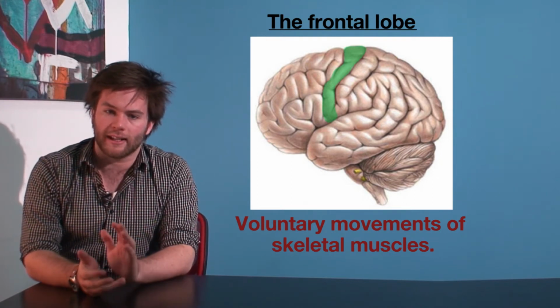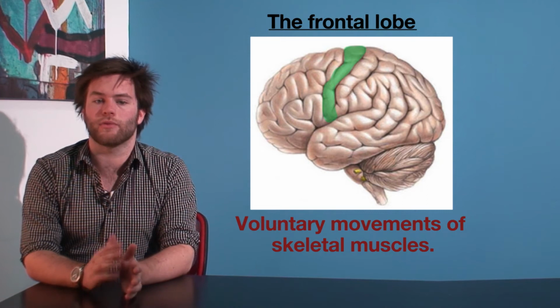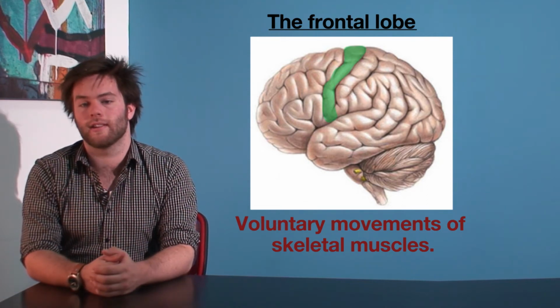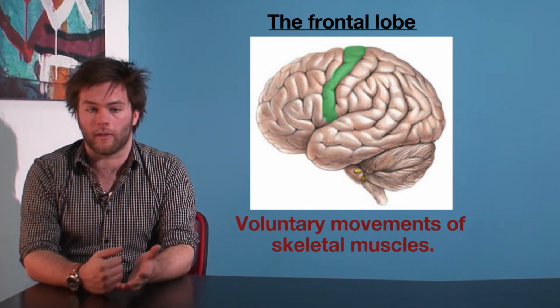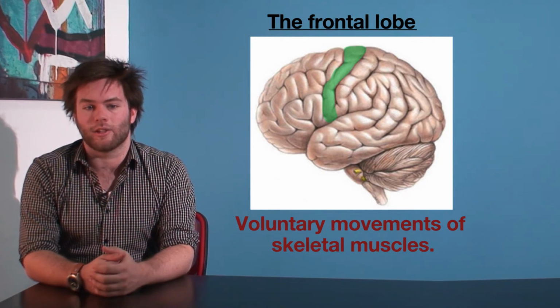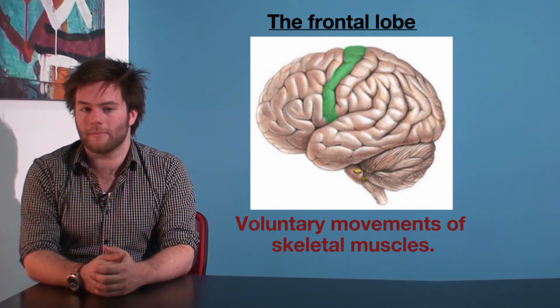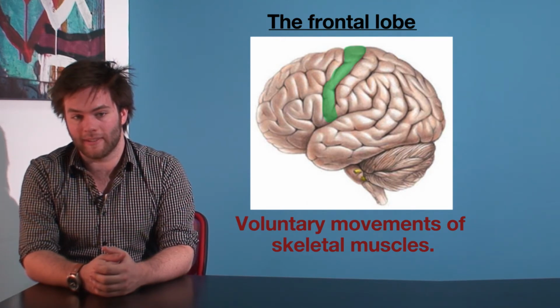But strangely, the left side of the cortex is responsible for the right side of the body, and vice versa. Similarly, the top part of the cortex is responsible for the bottom part of the body, and vice versa. So the bottom left part of the cortex would actually be responsible for your right shoulder.